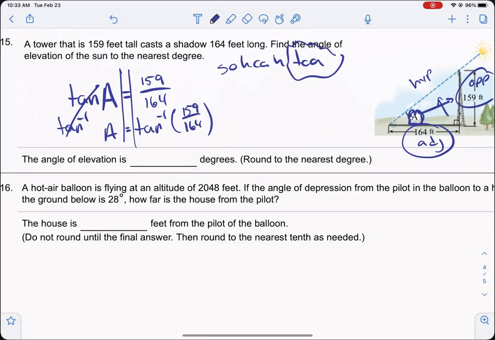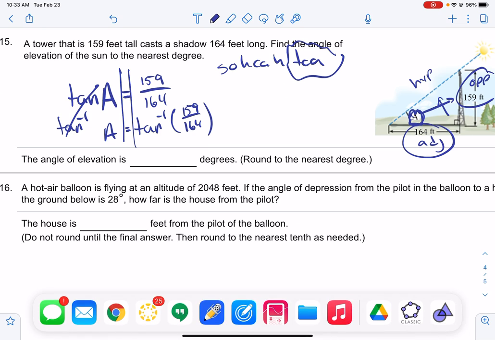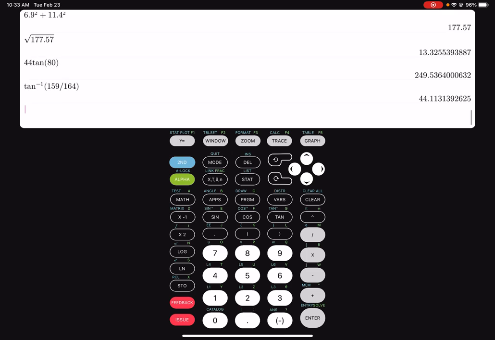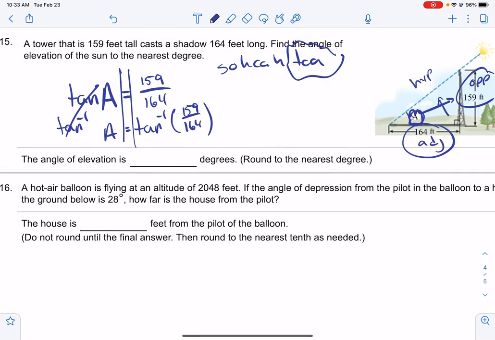159 and 164, was that right? Yeah. Okay, so where'd my answer go? 44.11. So this becomes 44.11. And before I type that in, round to the nearest degree. So 44.1 rounds to 44 degrees.